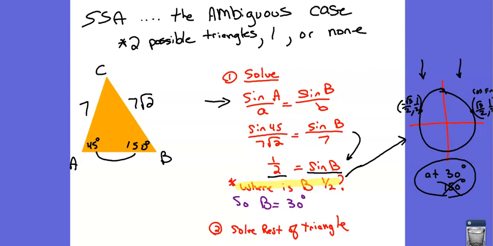And then after that, you could solve the rest of the triangle just like we did in the prior problem. So once we find angle B, then we can find angle C, and then we can find the other side C, if we wanted to. So again, when you're trying to find an angle, you have to be very careful of where it equals, in this case, positive 1/2.